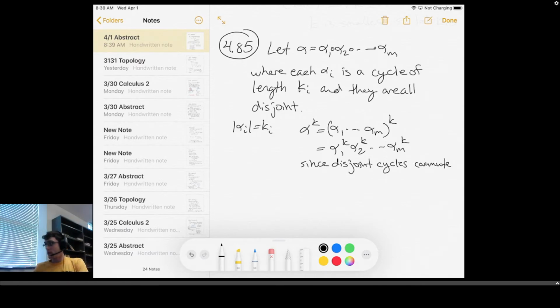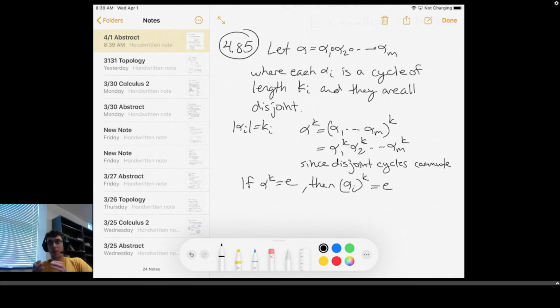So this is why disjoint cycles commuting is so important, right? You can gather them together and really look at their powers individually. And so basically, if alpha to the k is e, then my claim is alpha_i to the k must be e for all i. Why is this true? Because in general, this is not true, right?